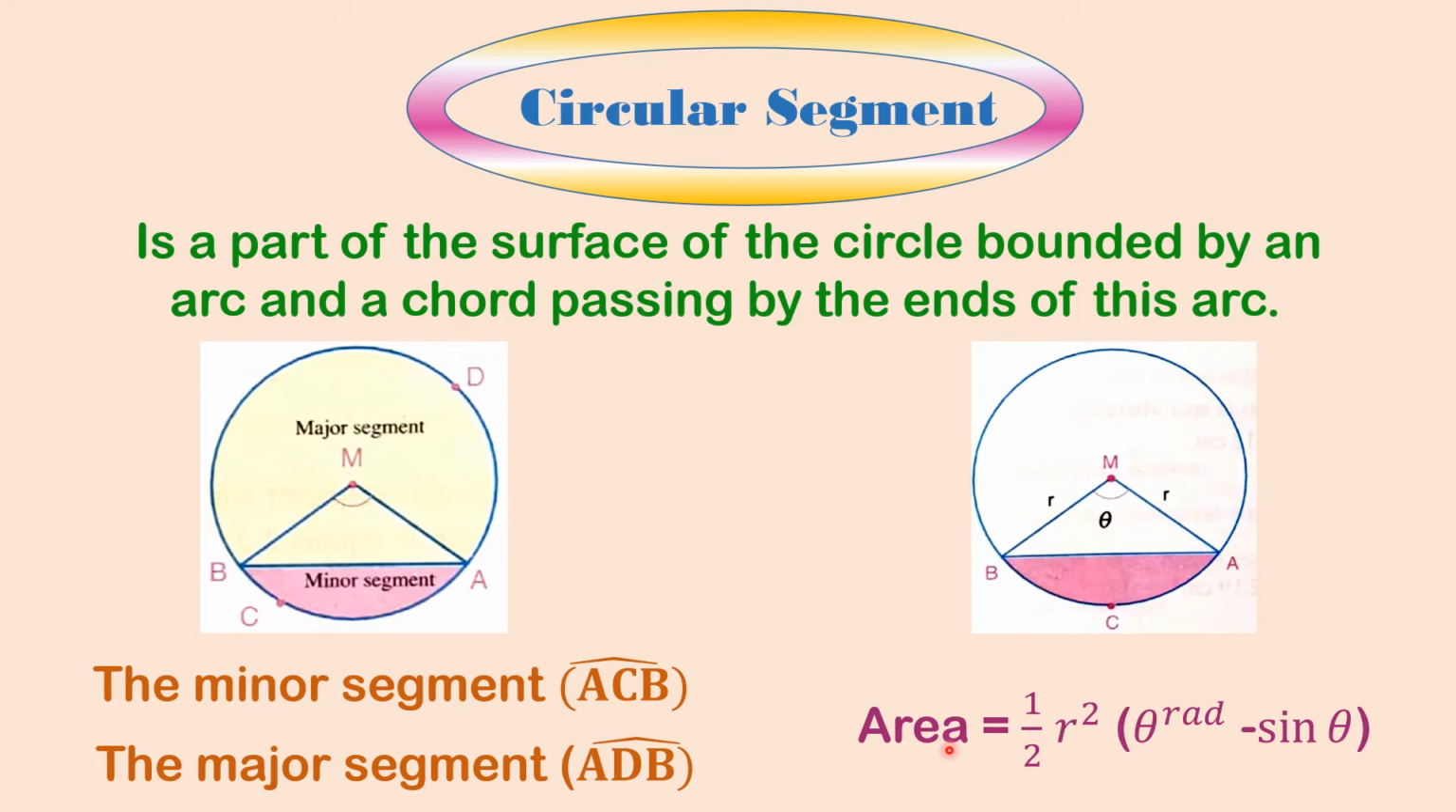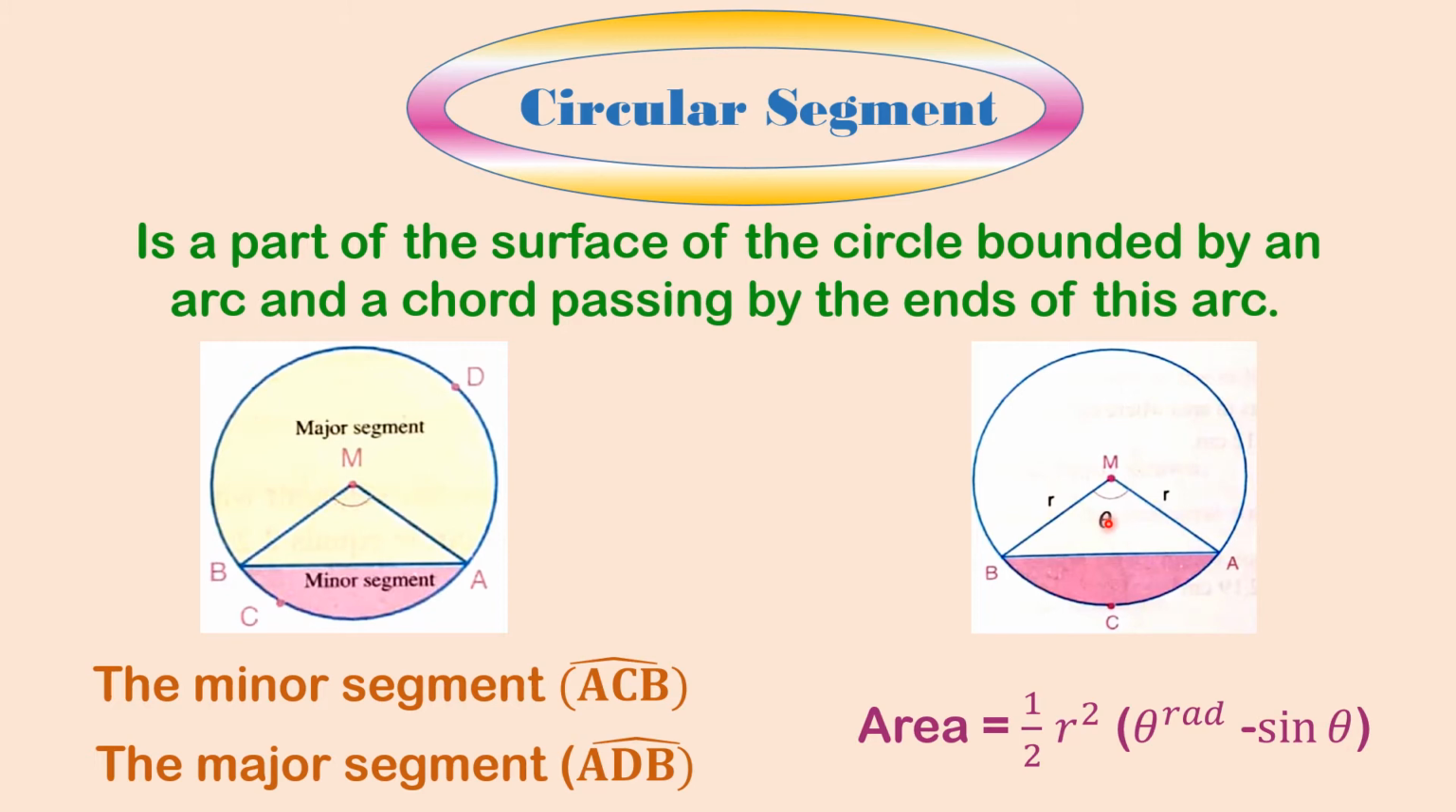The area of this circular segment equals 1 over 2 r power 2 times theta rad minus sine theta. Again, r is the radius of the circle, as we see. Theta rad is the central angle subtended to the arc. And minus sine theta: theta rad is theta in radian form, and sine theta is taken with theta in degree form.